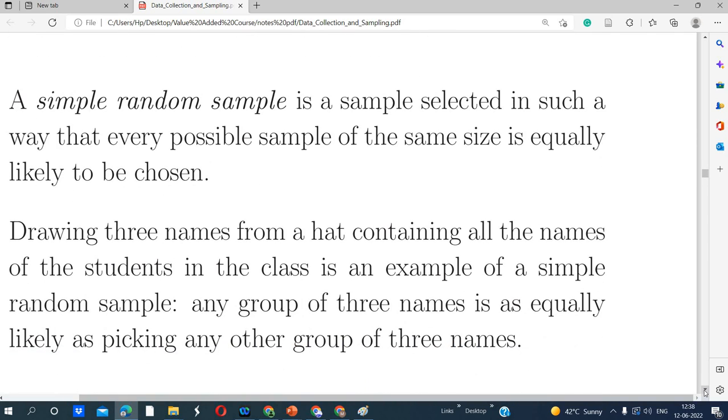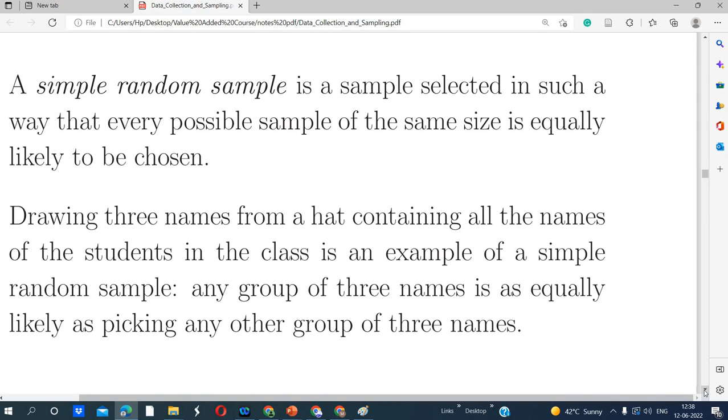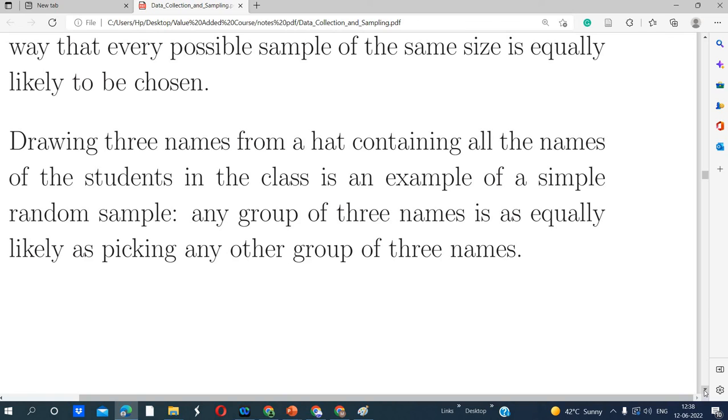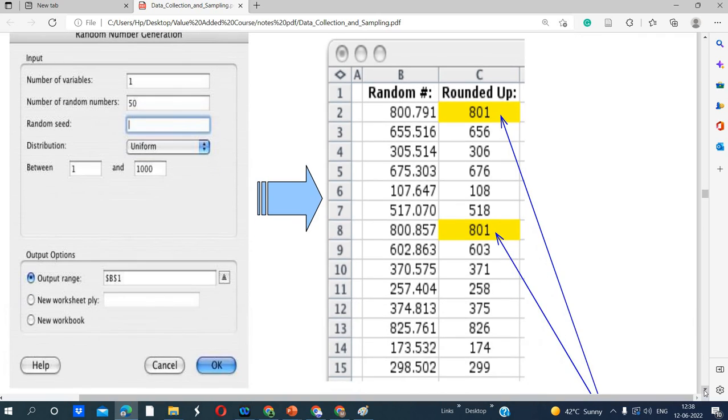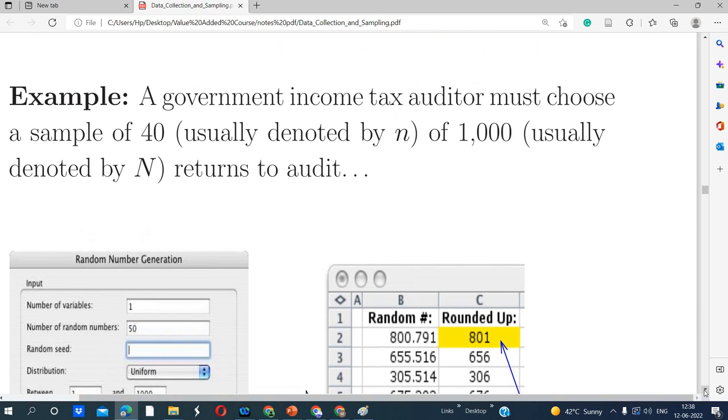We have purchased the tickets. Now one person will pick one out. Okay, it can be picked out. Or random sampling, the lottery method. Drawing 3 names from a hat containing all the names of the students in the class is an example of simple random sampling. Okay, randomly we can select; the random method is the easiest method. Okay, like this is the example.